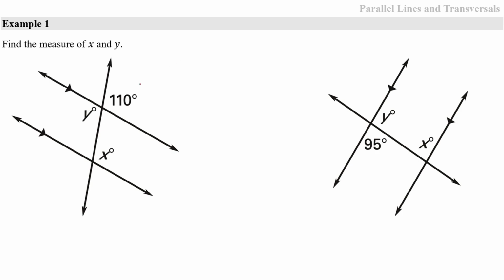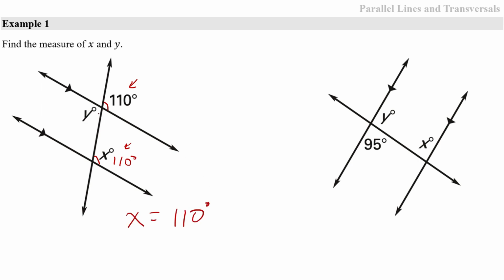Okay? Like for example, how do I find x? Well, look at x. What is x in relation to this 110 here? Well, they're corresponding. This is like the top right angle, and that's the top right angle. And corresponding angles postulate that they are equal. So this one has to be 110 degrees.